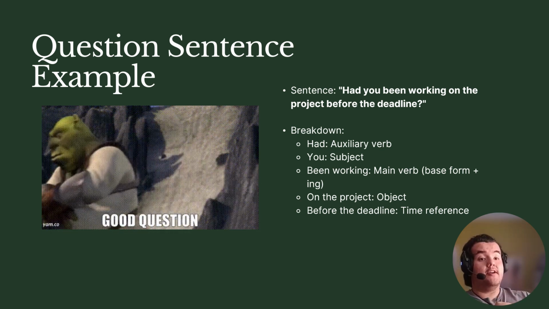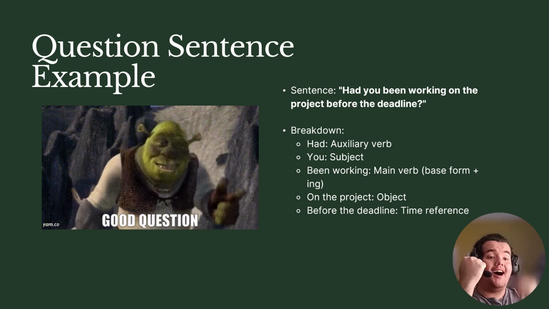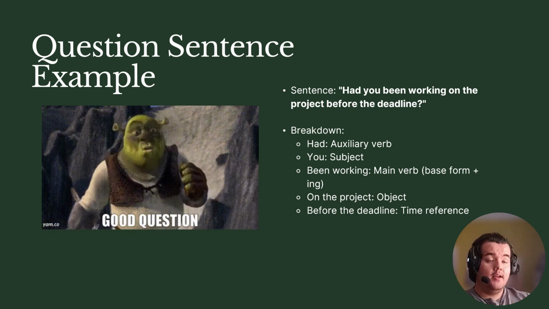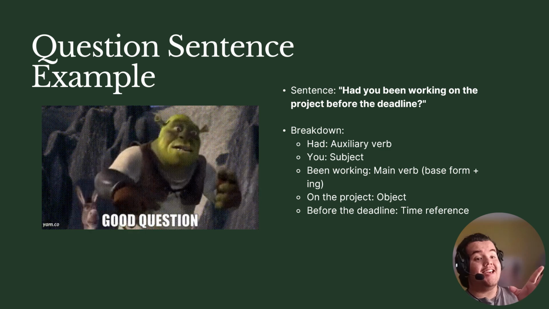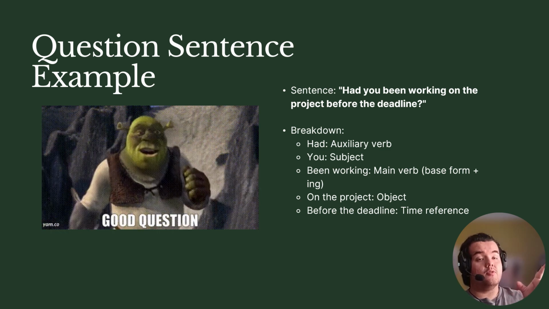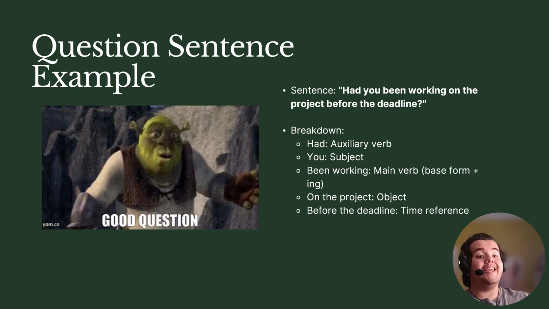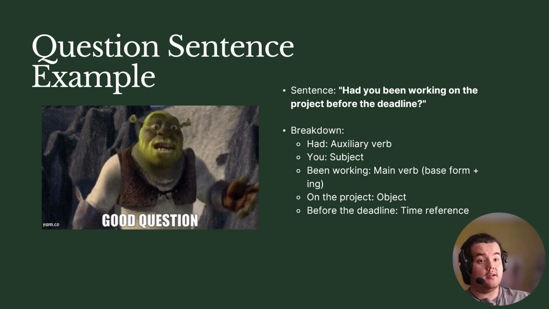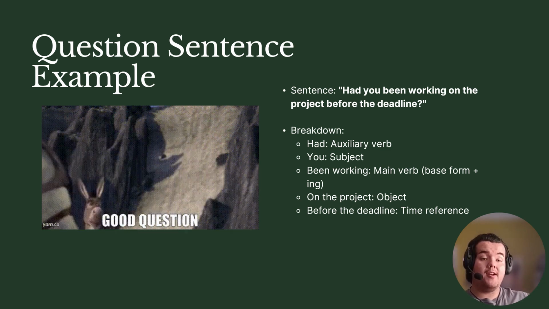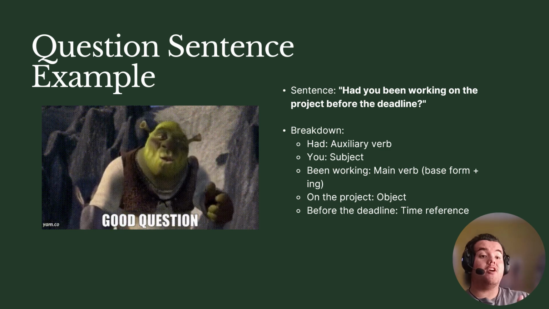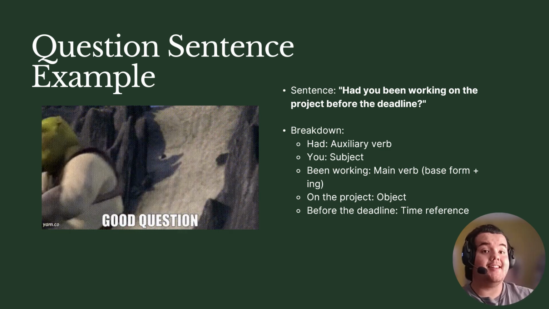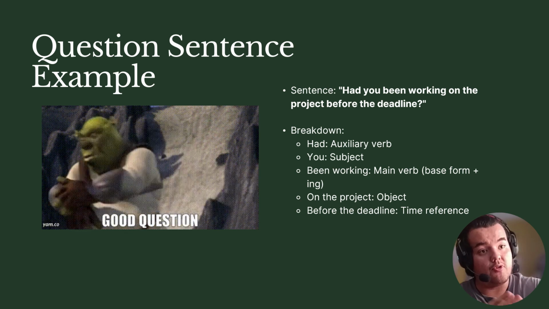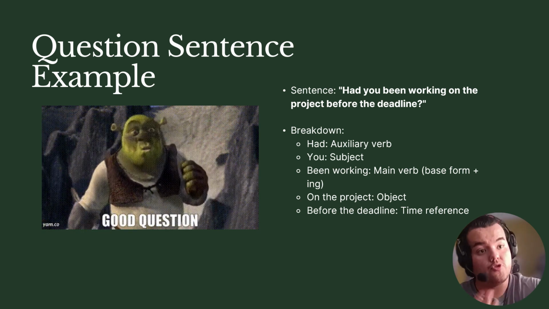The main verb is going to be work, ing, working. The object, to be more clear in the conversation or the sentence, is on the project. The time of reference, as always, is before the deadline. The deadline is the maximum time to finish your homework or your project or your work.